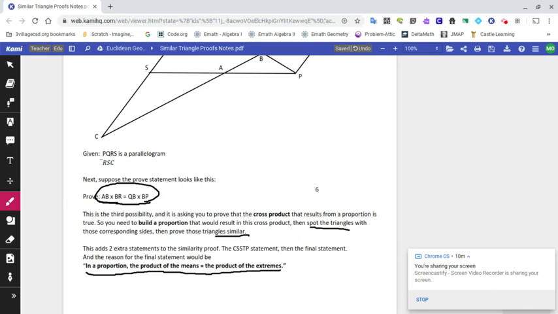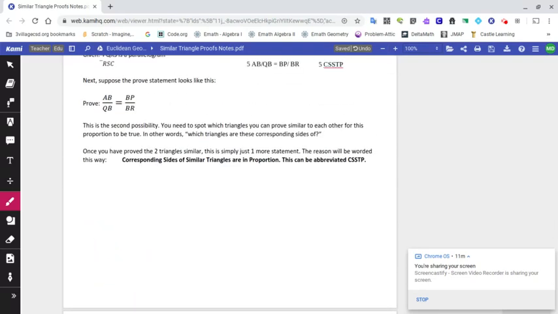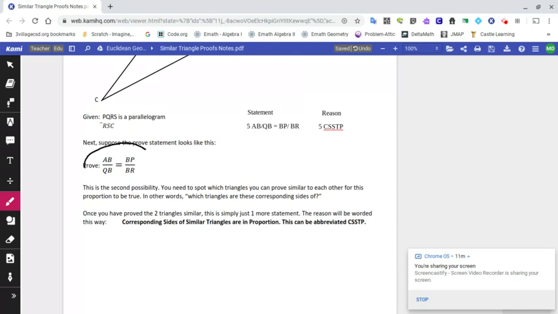To build a proportion from this cross product, you have to remember that we're multiplying diagonally. That means the AB and the BR in my proportion are going to be diagonally from each other, and the QB and the BP are also going to be diagonal from each other. So that's the proportion that would result in that cross product: AB times BR equals QB times BP. By design, that is exactly the one in this second example. It's the one I put here, the same one.